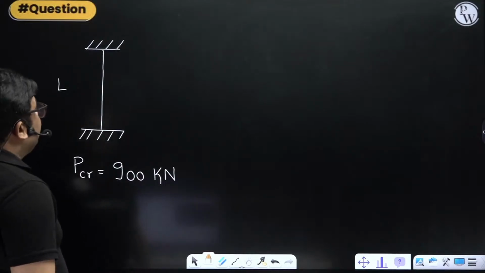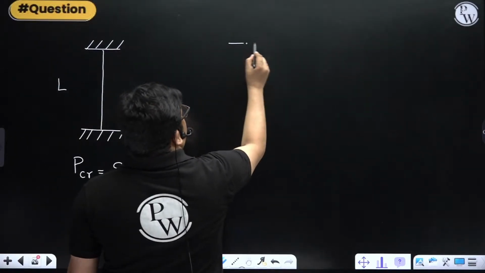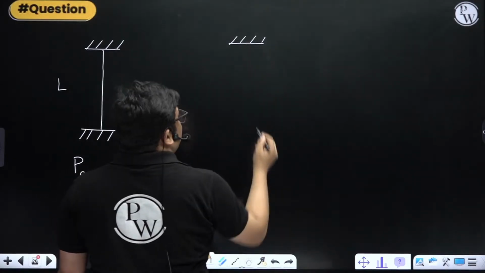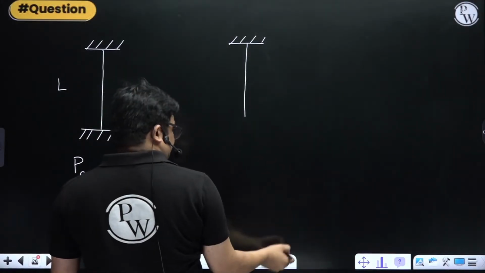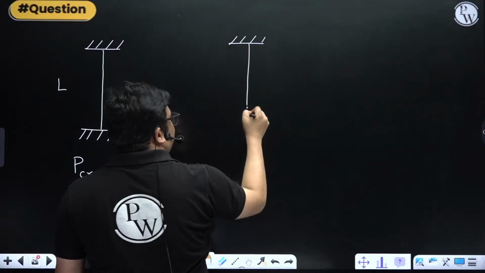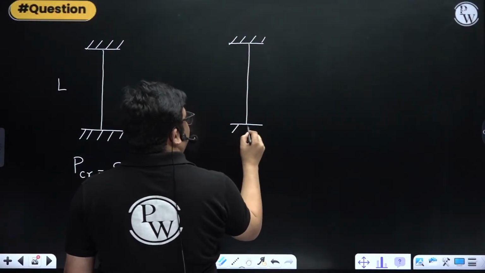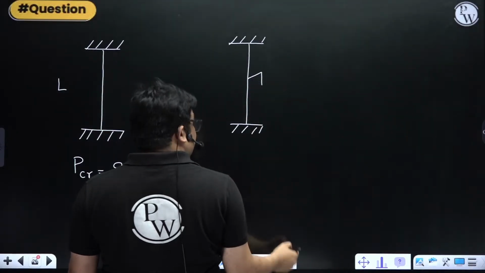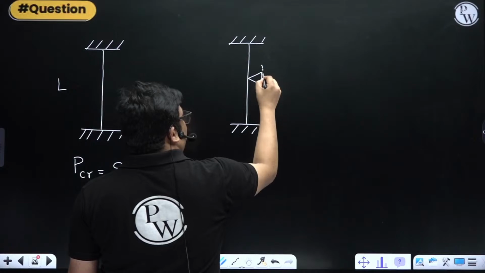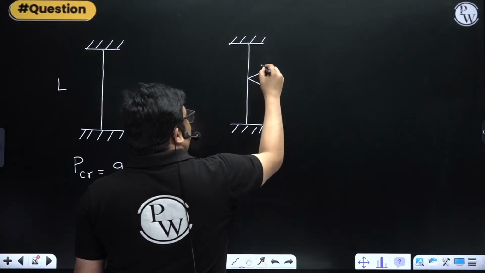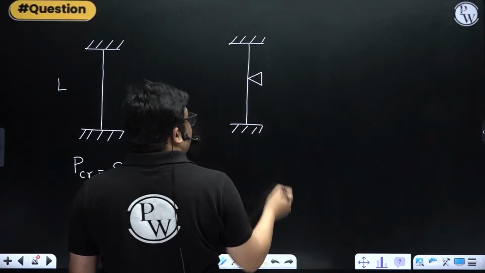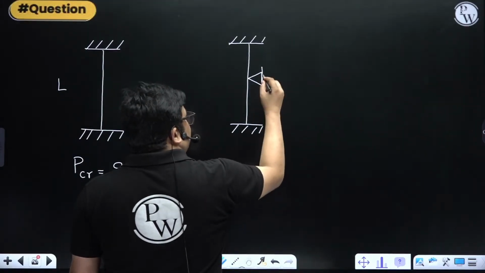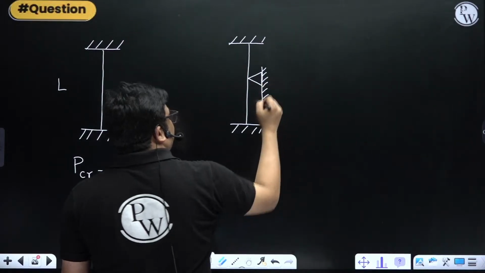Now what they are telling is that suppose in the same column I pin it at the mid height. Means I pin it like this at the mid height. So if I pin it, what will happen? How will the buckling load change? That is the question. If I pin it at the mid height, what will be the effect? Let us understand this, and how to solve this kind of question we should know.